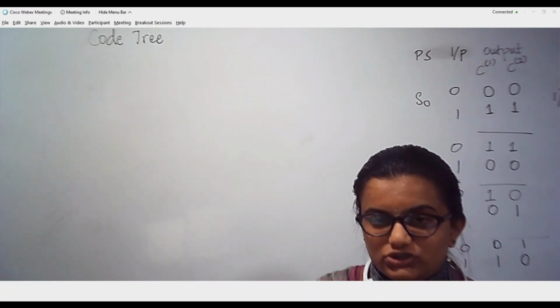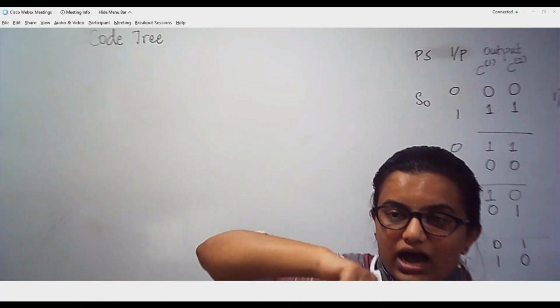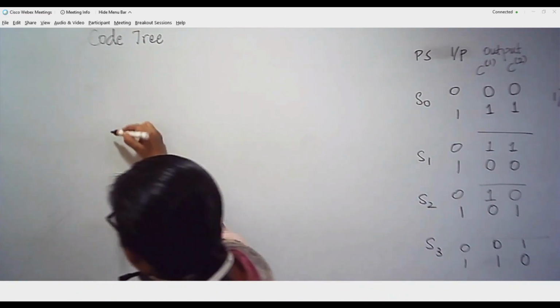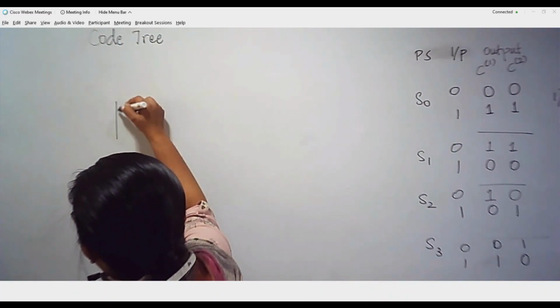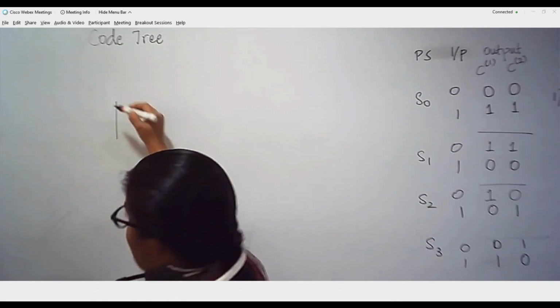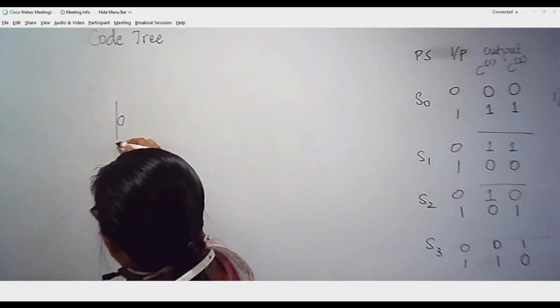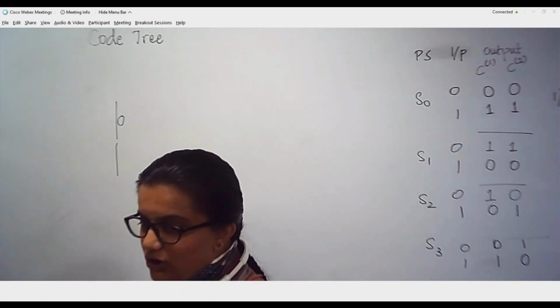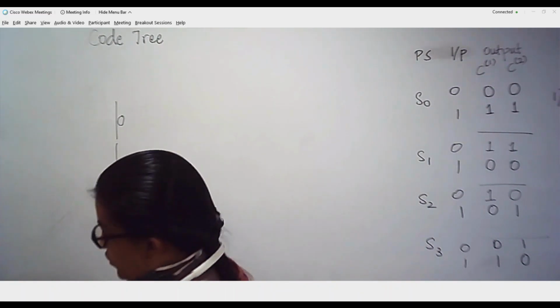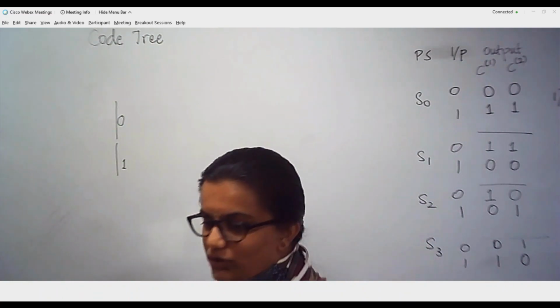How do we know which input a branch corresponds to? If I am writing in the code tree a line going to the top, then it corresponds to the input 0. If I am writing the line below, then it corresponds to the input 1. So this is the convention that we are going to use.